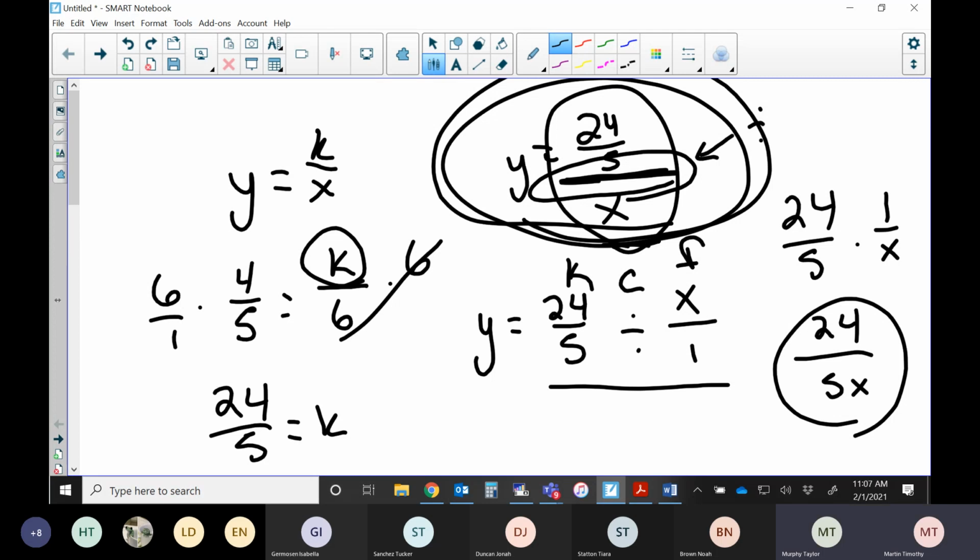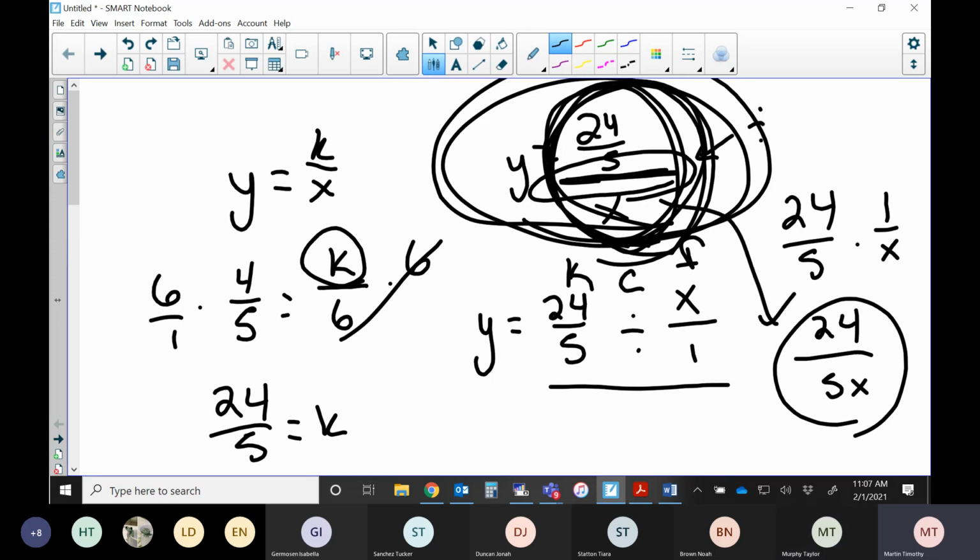So remember, math is all about changing the way things look. This was really technically the answer, but they don't like it written like that. So they just changed the way it was written by thinking of this as a division, which then I can keep, change, flip, and then I can get to this answer. That's what we do all day long. We manipulate numbers.